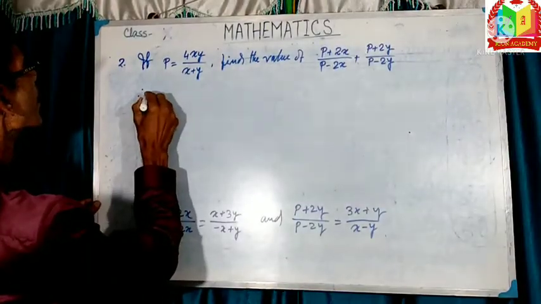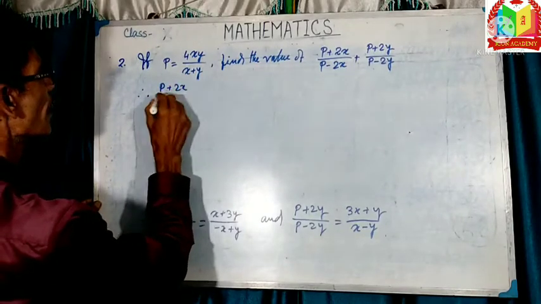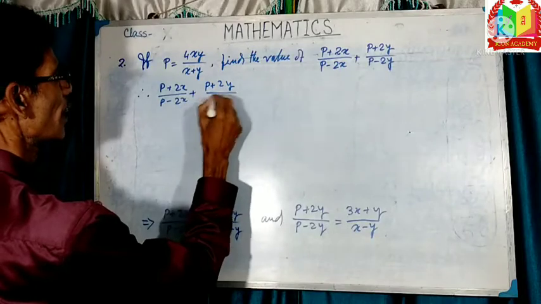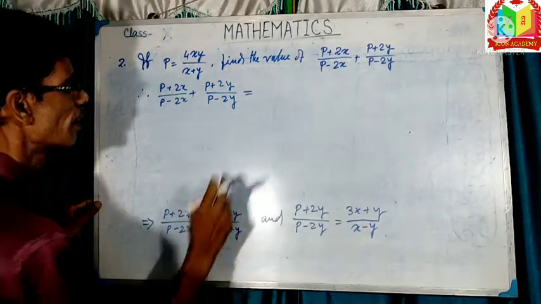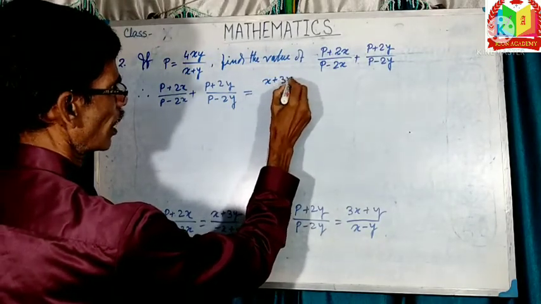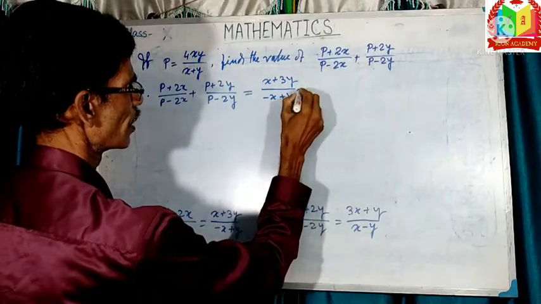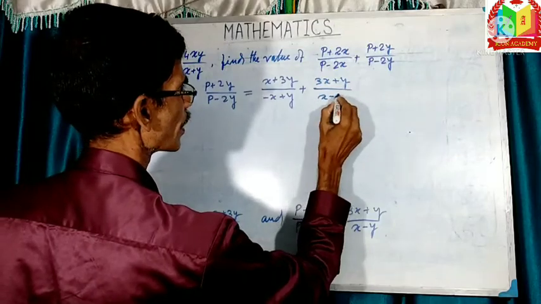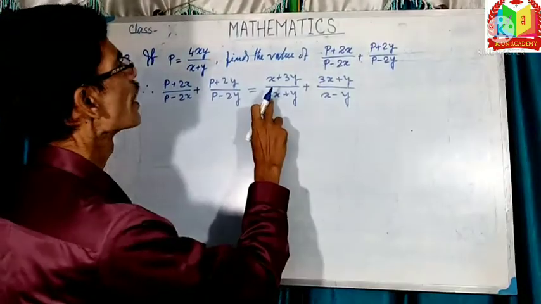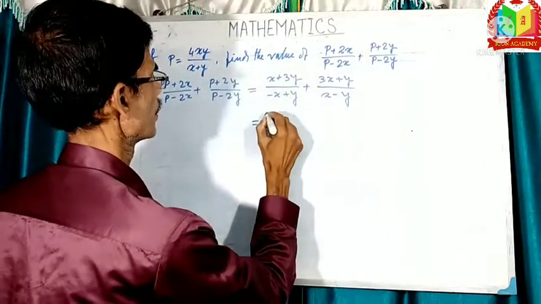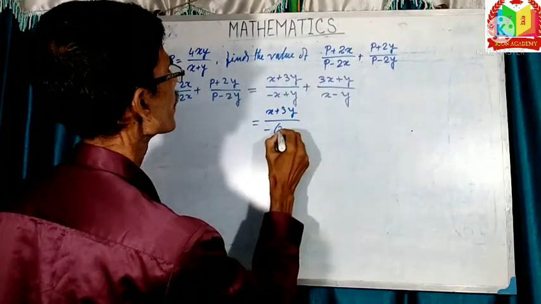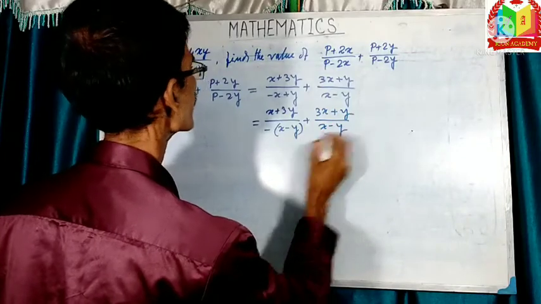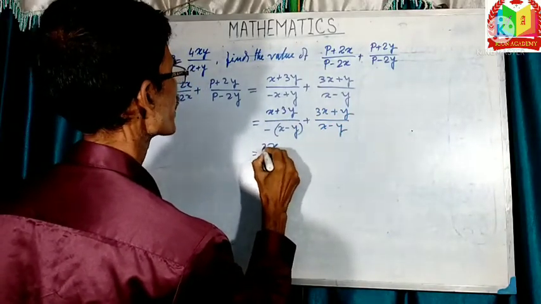Therefore, P plus 2x by P minus 2x plus P plus 2y by P minus 2y is equal to this plus this, x plus 3y by minus x plus y, plus 3x plus y by x minus y, equal to, here minus x I take common, minus x plus 3y by minus x minus y plus 3x plus y by x minus y, equal to 3x plus y.